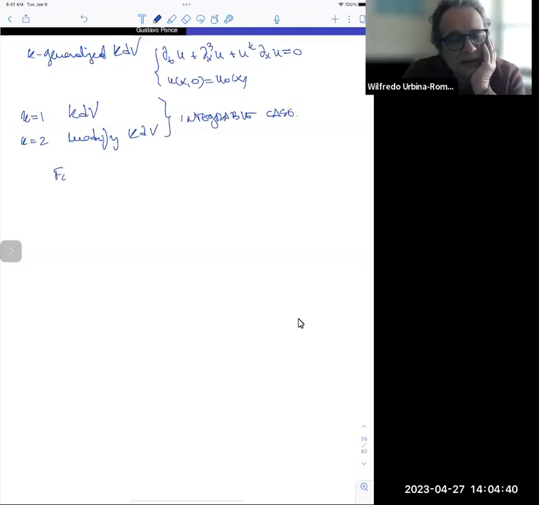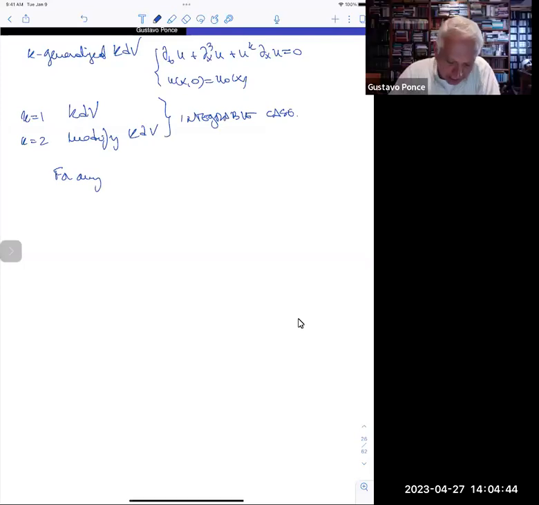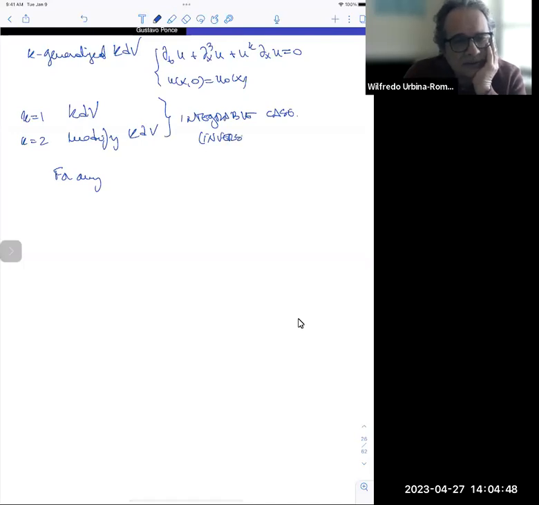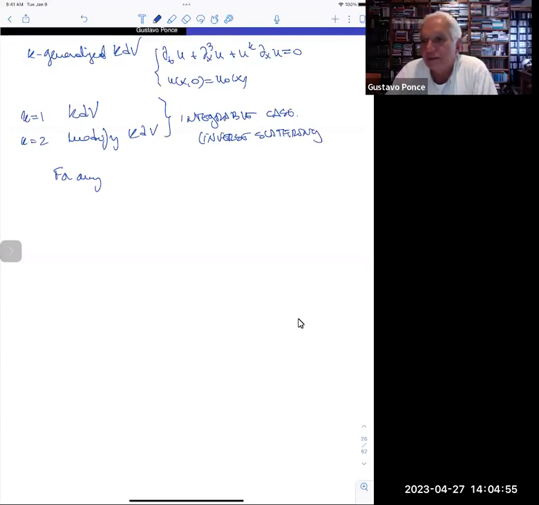So integrable cases means what? That the inverse scattering applies. Okay. For k bigger than 3 and above? No, well, there is no condition that tells you whether this equation is integrable or not. There is something called Lax pairs and things like that.